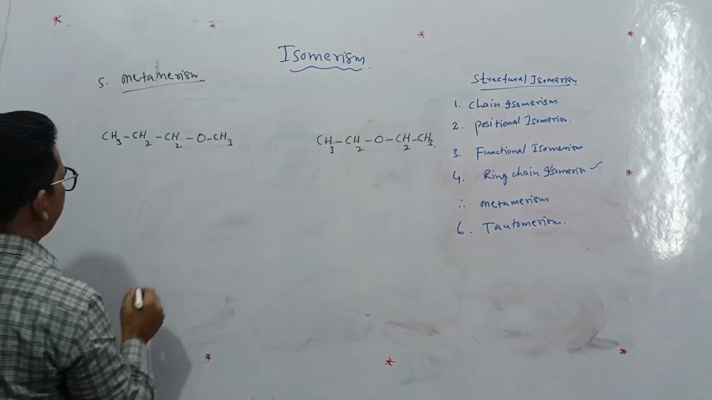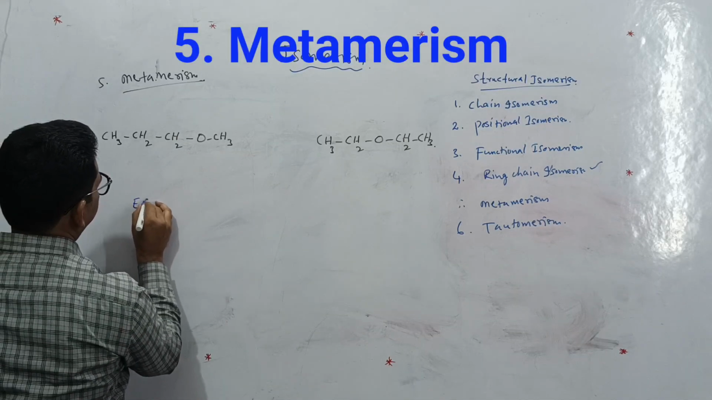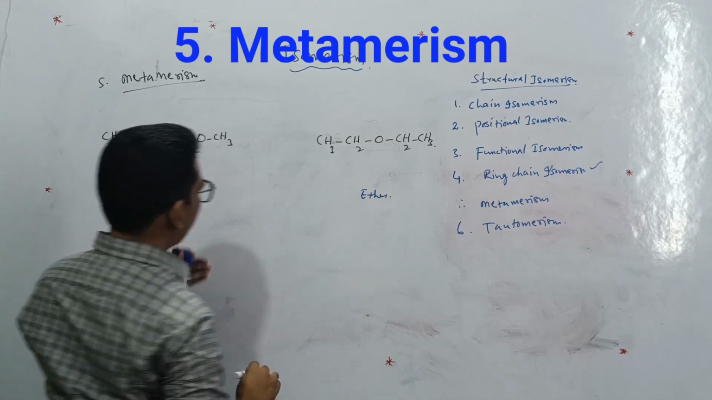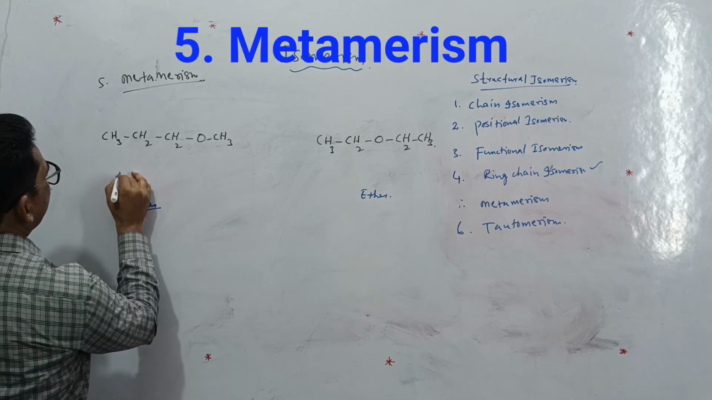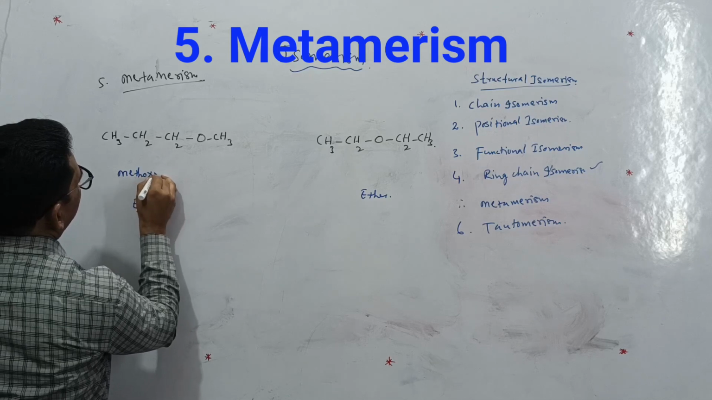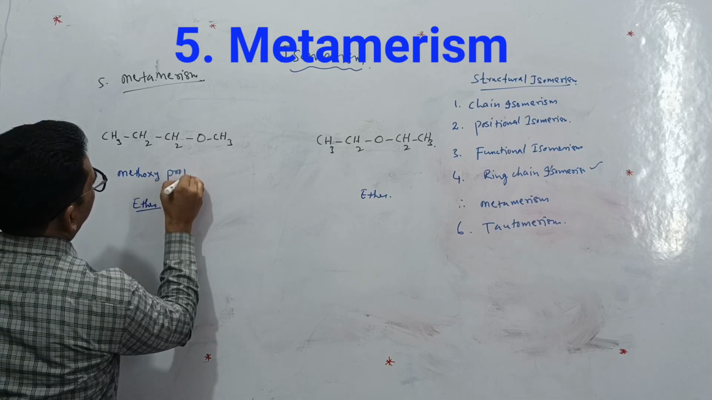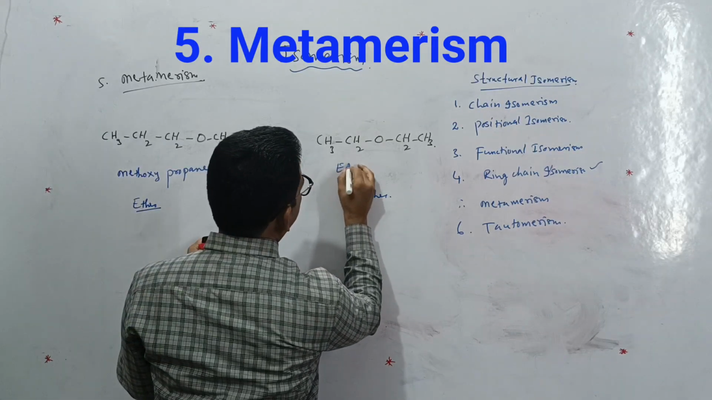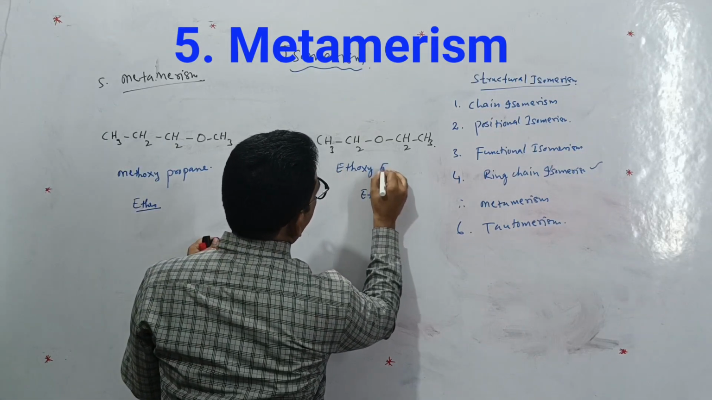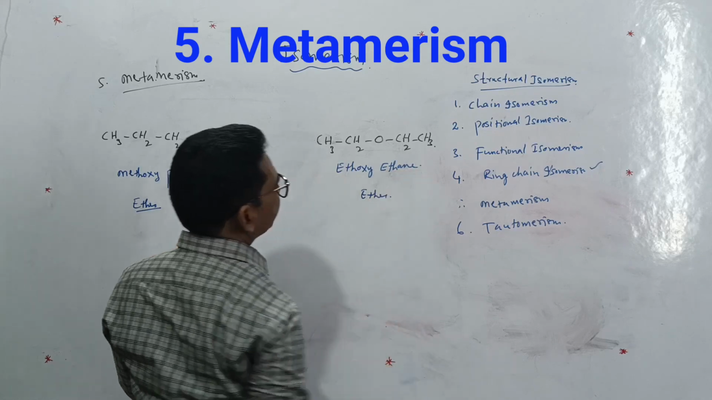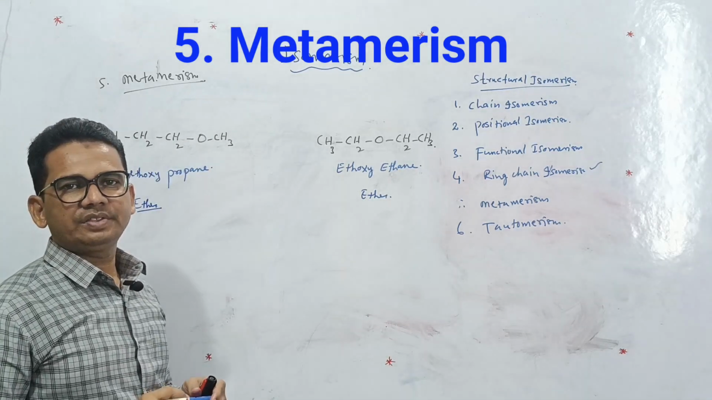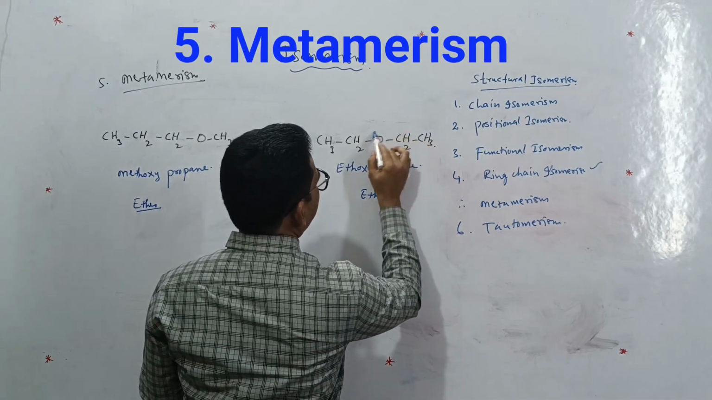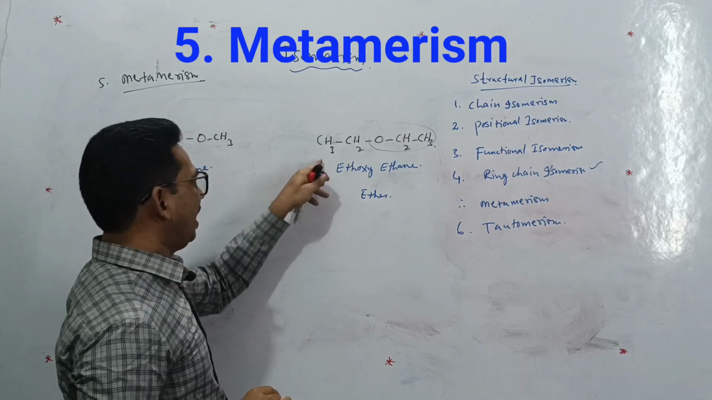It won't confuse. See, this is also an ether. This compound is also an ether. But what type of ether is this one? This is called methoxypropane. This is called ethoxyethane. Ethoxyethane, okay, because here we call it ethoxy, that is the alkoxy alkane.